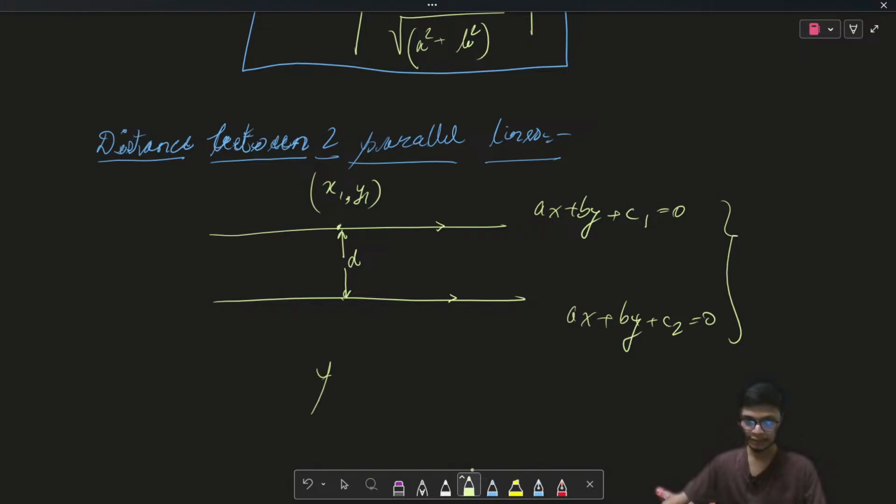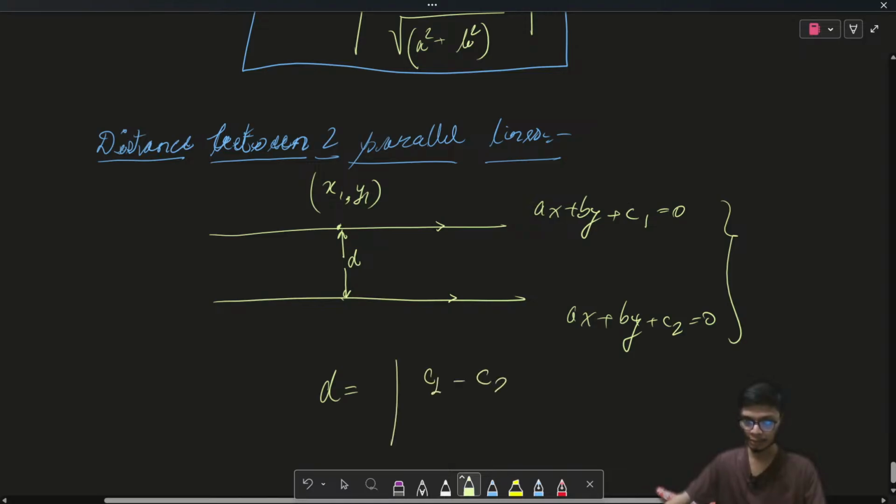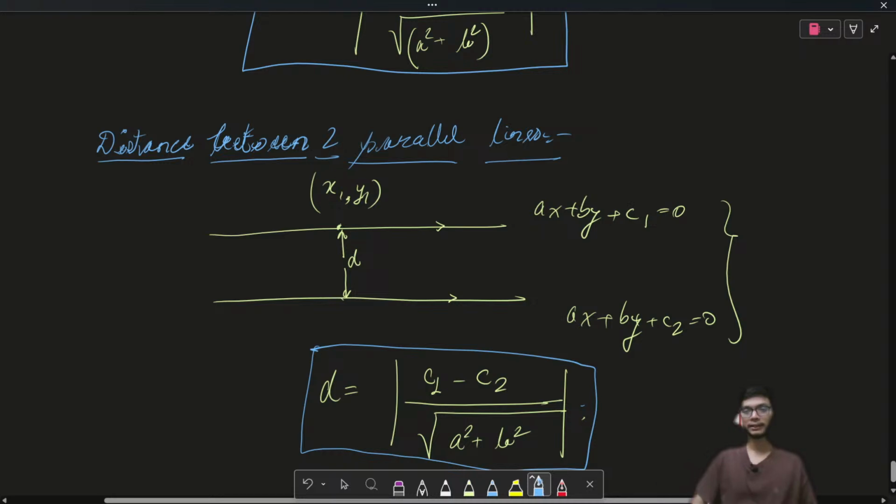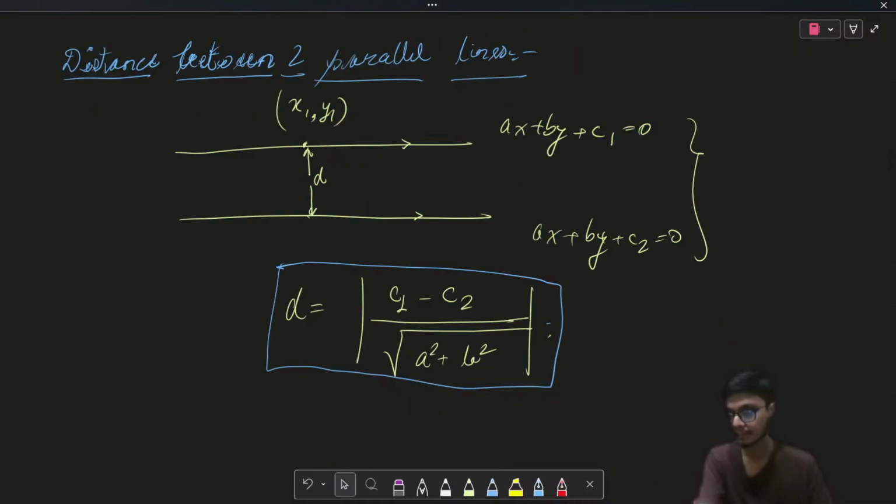If you do that, this perpendicular distance d would simply come out to be c1 minus c2 divided by the square root of a square plus b square, and put a mod of it because distances cannot be negative. This is how you will obtain the simple relation for the distance between two parallel lines. I hope this part is clear to all of you.